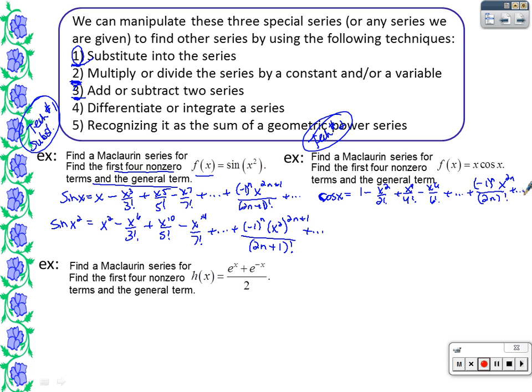Alright, so now let's multiply this whole thing by x. So what we're going to generate is x cosine x. So the first term is going to be x. And then the second term, going to be x cubed over 2 factorial, and then we just keep going, x to the 5th over 4 factorial, x to the 7th over 6 factorial plus, and our general term, I wrote it like this.